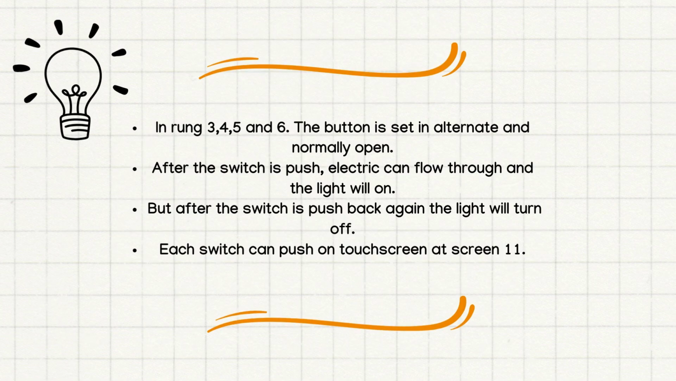In rungs 3, 4, 5 and 6, the button is set as alternate and normally open. After the switch is pushed, electricity can flow through and the light will turn on. But after the switch is pushed again, the light will turn off. Each switch can be pushed on the touchscreen at screen 11.